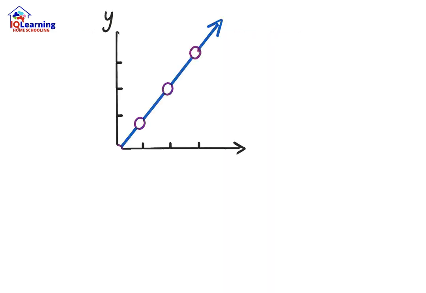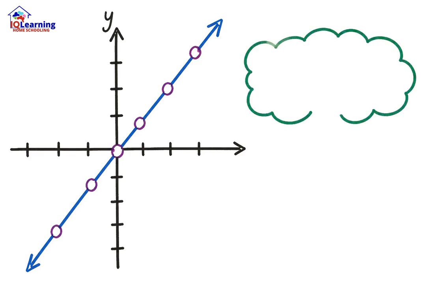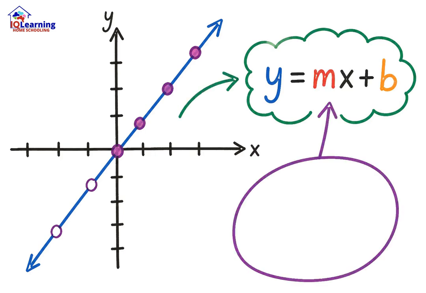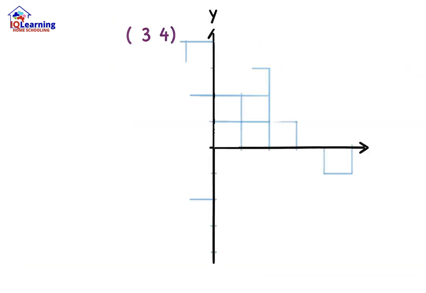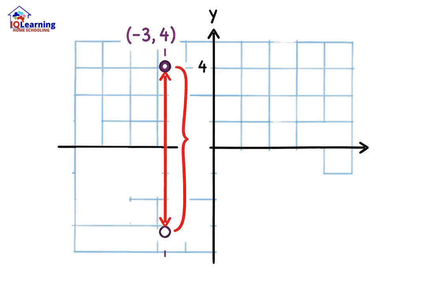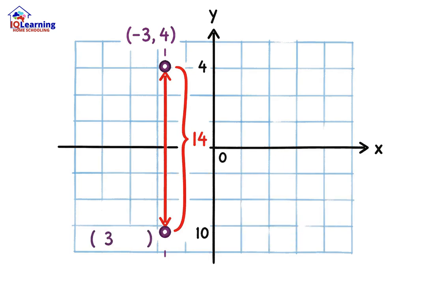But this is more than just plotting dots. The Cartesian plane is where geometry meets algebra. It's how we turn shapes into equations. When a pattern of points forms a perfect line, we call that a linear relationship. We can use this grid to calculate the exact distance between two locations, like finding the gap between -3, 4 and -3, -10 is a straight jump of 14 units.